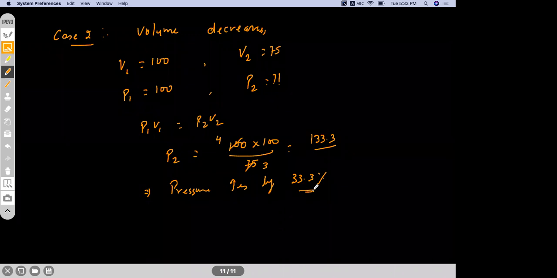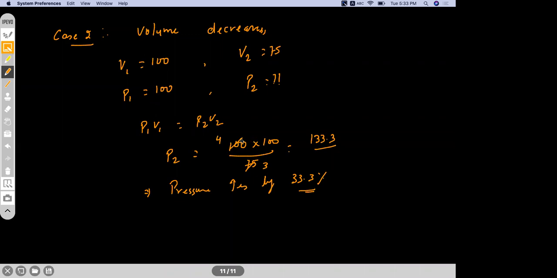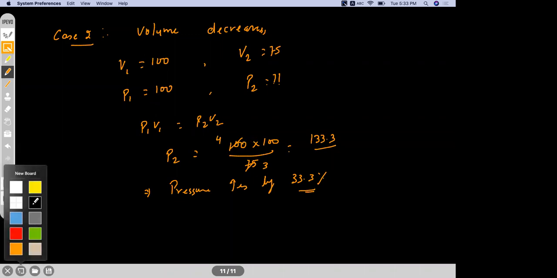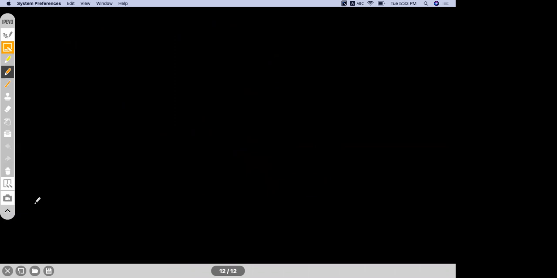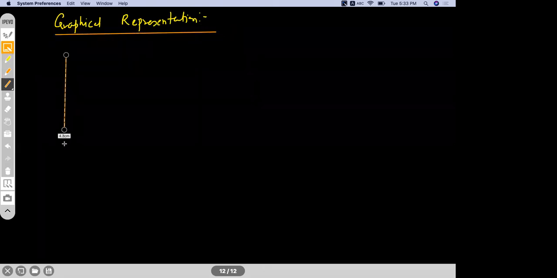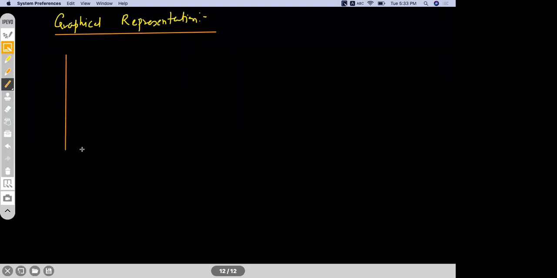Yes? Okay. Right. Now you see the graph of Boyle's law. Very important, this one is. Okay. So write down the graphical representation.